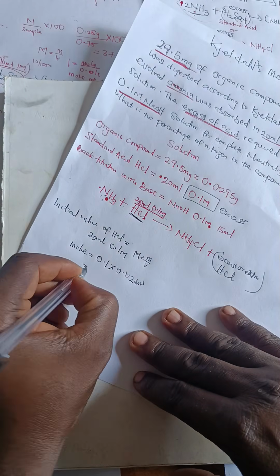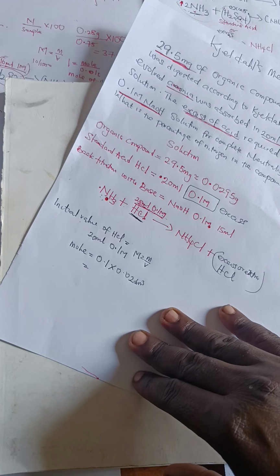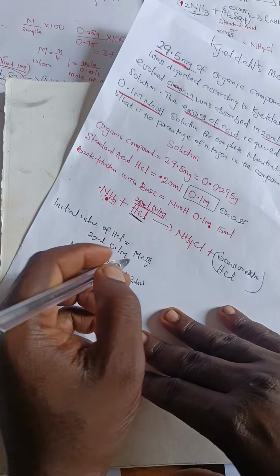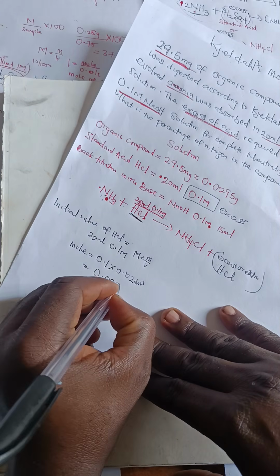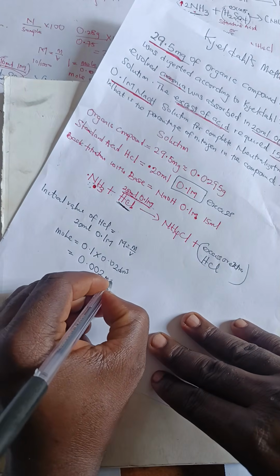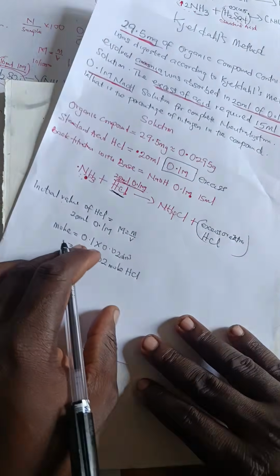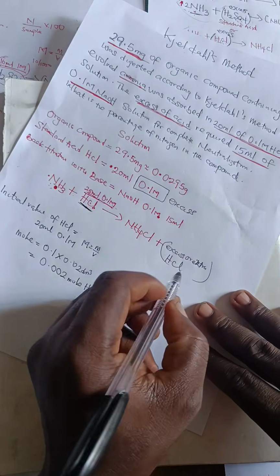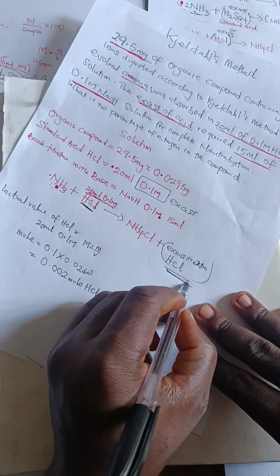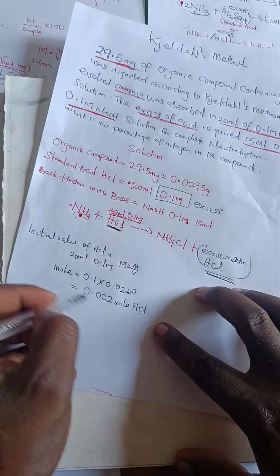dm cube. So what will then be our new mole? 0.1 multiplied by our 0.02. Then we now have 0.002 mole of HCl. Now this mole is the initial value of HCl. Now we will look for the excess of acid. That means there was an excess here. Don't forget, what I need is the exact amount. This value here was not the exact amount.